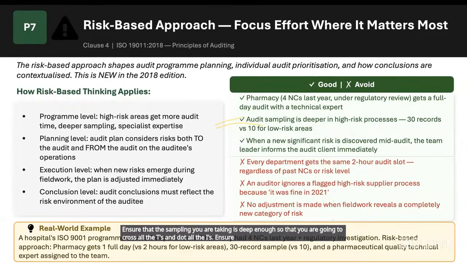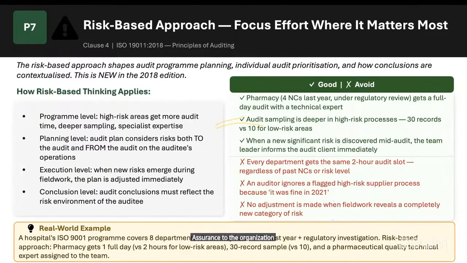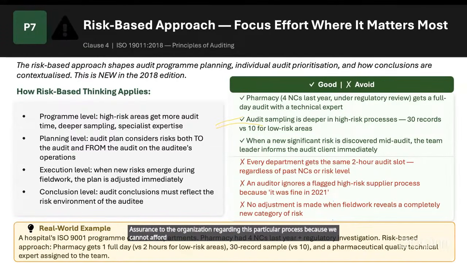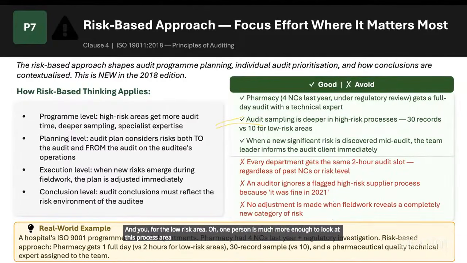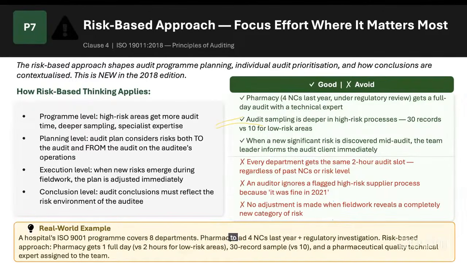Ensure that we are giving absolute assurance to the organization regarding this particular process, because we cannot afford a lapse in this process because it's going to cost us much. And for the low risk area, one person is more than enough to look at this process area, look at it deeply. We are not saying you should not do your deeper sampling, but one person is okay. So when you use a risk-based approach, it helps you to assign duties accordingly.